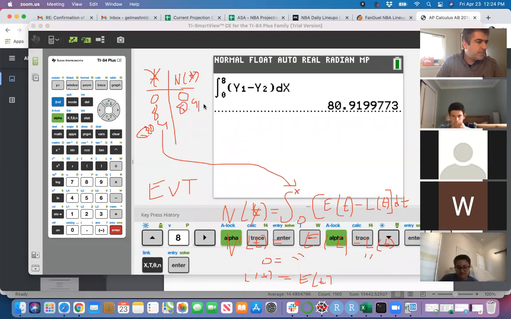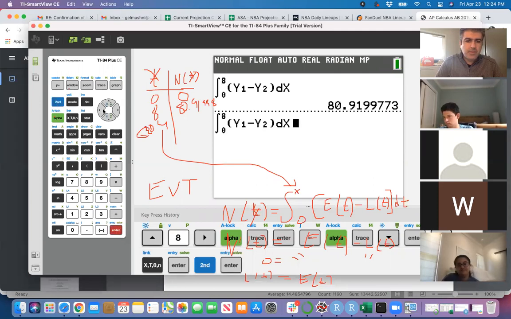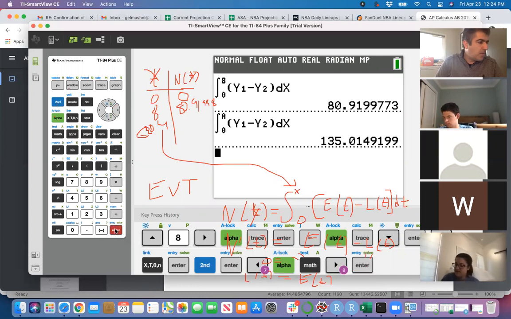9998. I mean, three decimal places are fine. And then for the next one, I just repeat it, second, enter, and change this upper limit to alpha A. That way we get a precise answer. So 135.014. So the greatest number of fish happens at 6.204 hours. So that's the time that would get us there.